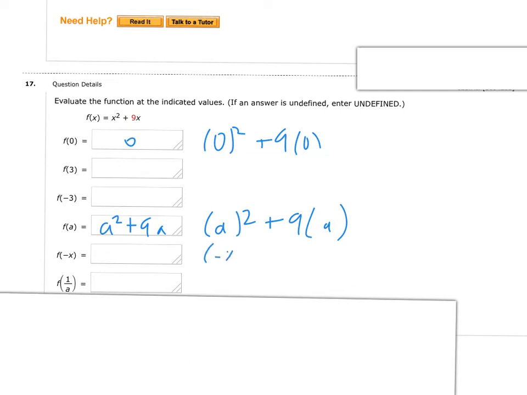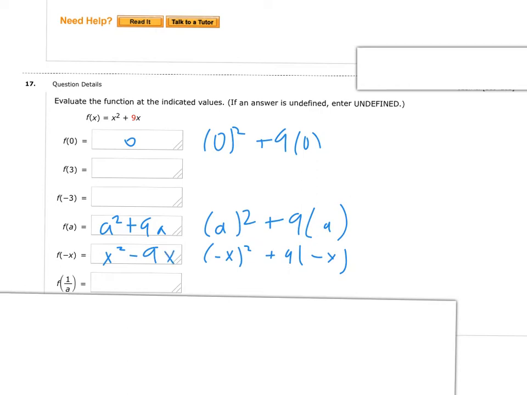Next one here is negative x squared plus 9 times negative x. Now, the interesting thing on this one is that negative x in parentheses squared, we can write as positive x squared, because anytime you square something, it's going to turn positive. And then I'm going to have to write negative 9x for the 9 times negative x.